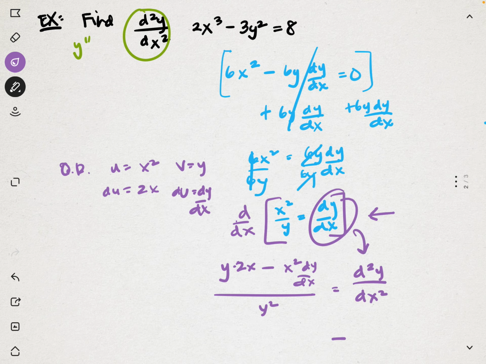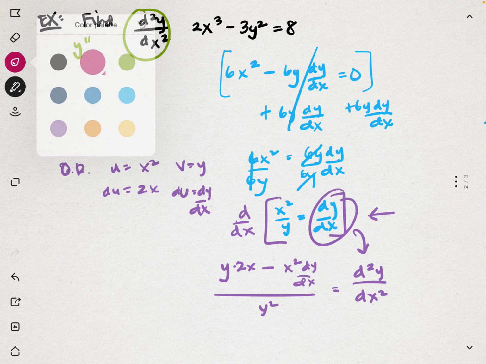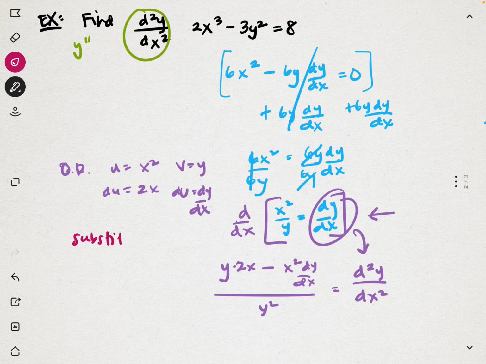Okay, so here's the problem though. Because we have this dy dx and we have this d squared y dx squared on the right side. So what we're going to do here, and it's kind of neat, we just have to substitute at this point our dy dx, which we already found here, right? Our first derivative is x squared over y, so we can plug it back in.